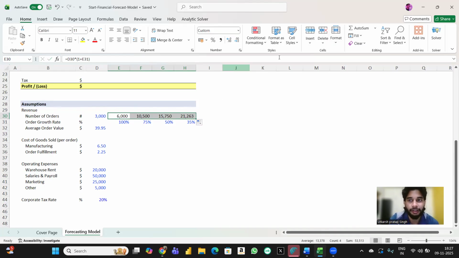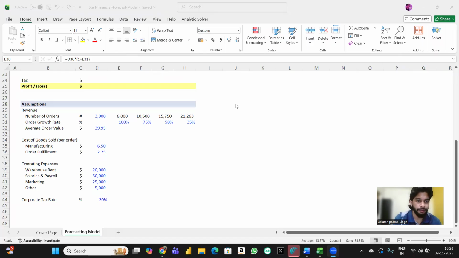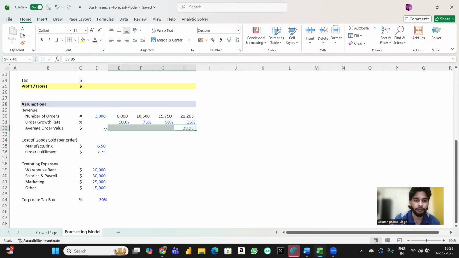And apart from that, we are assuming that the order growth rate is changing by percentage, but the average order value remains the same for all the next years. We are keeping it the same for all the years. That 39.995 will be the same for all.